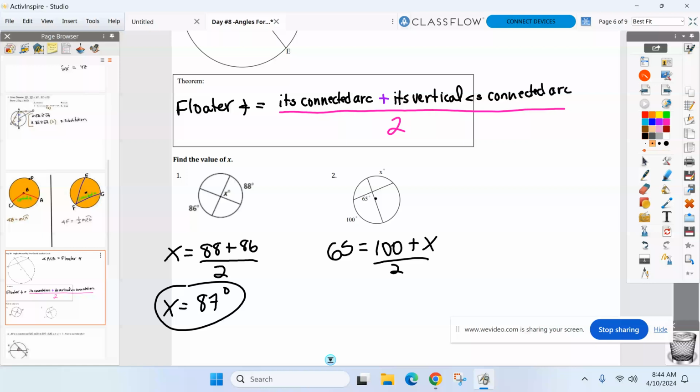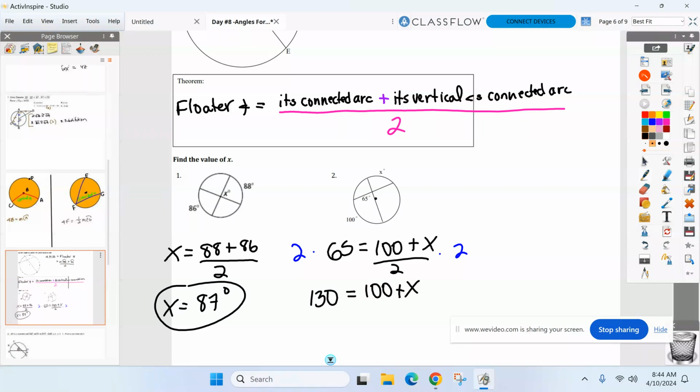How would some of you algebra studs solve that? Probably getting rid of the 2. How? Yeah, multiply both sides by 2 to get rid of it. Good work. What do we got there? 130. 100 plus x. So x ended up being 30. All right, good work.